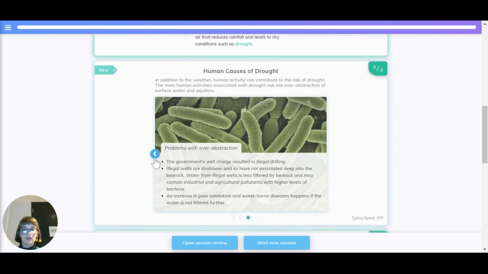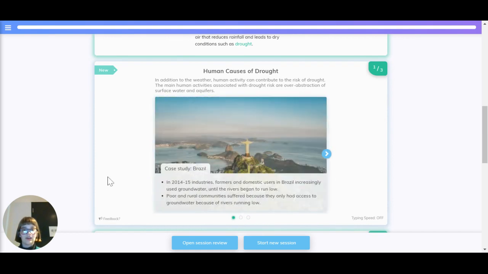Now let's have a look at human causes of drought. In addition to the weather, human activity can contribute to the risk of drought. The main human activities associated with the drought risk are over-abstraction of surface water and aquifers.